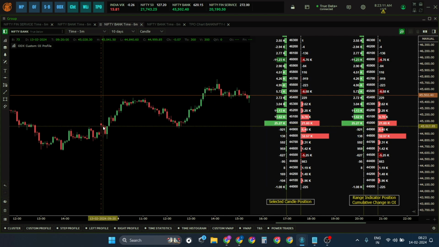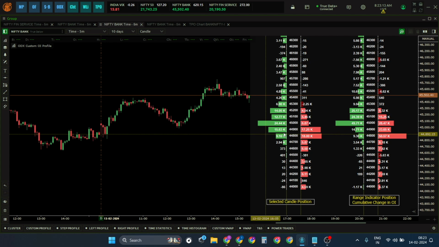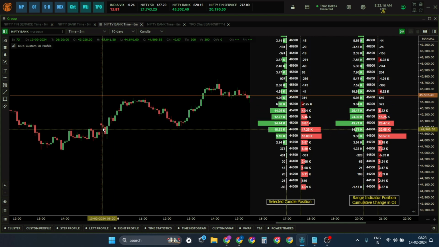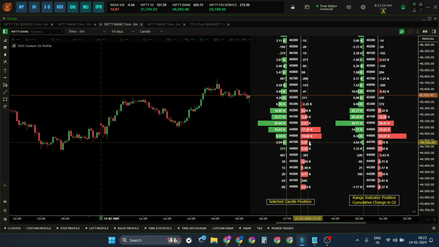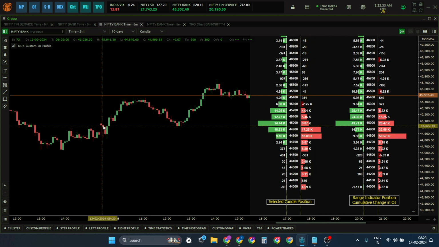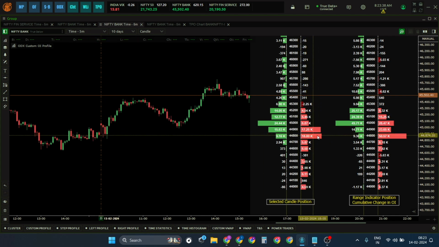And what happened in the second candle? Let's see. In the second candle, the activity that happened is majorly call side positions being added, and you can see the 44,800 put has increased. 44,800 is acting as a support now. In this particular candle they have added this much position. But if you see the entire activity of these two candles as the range indicator, you can see 44,800 is acting as a support now.